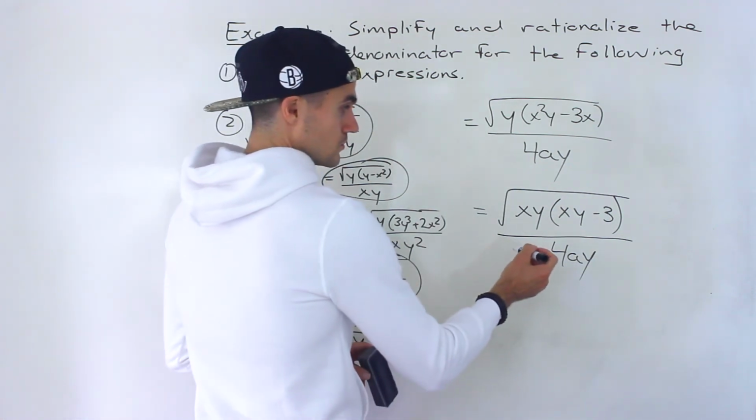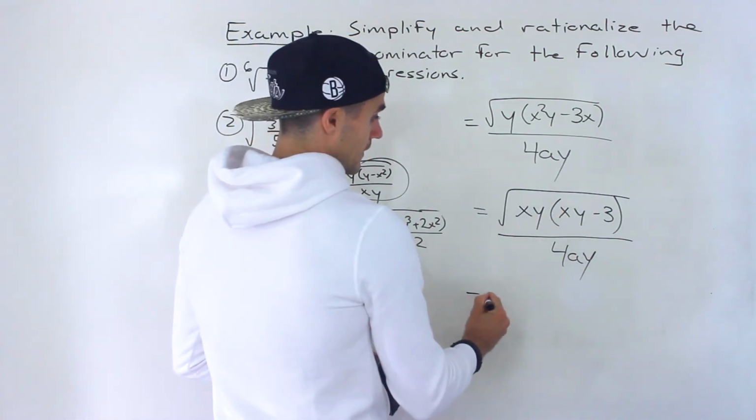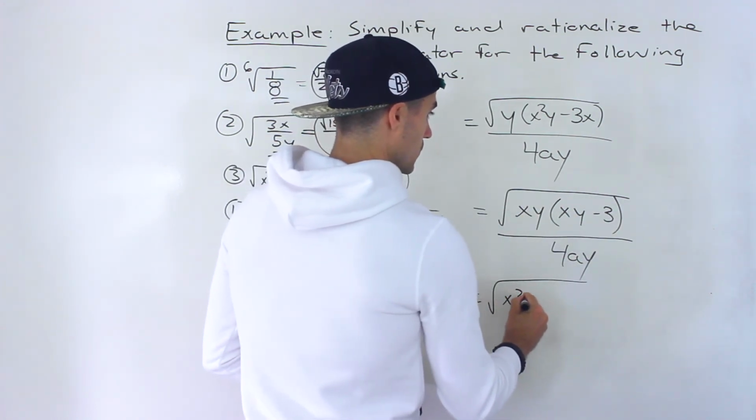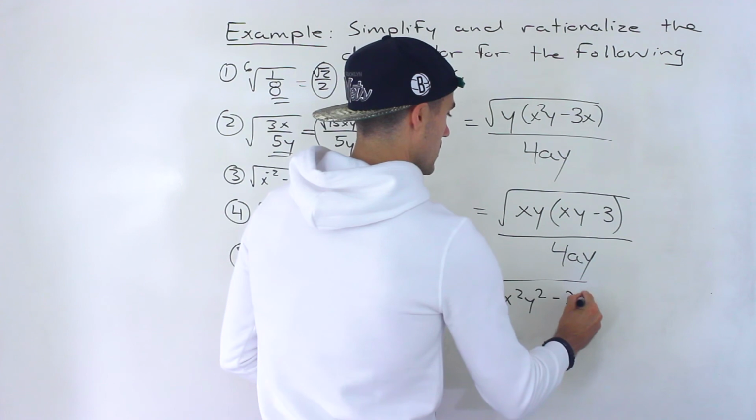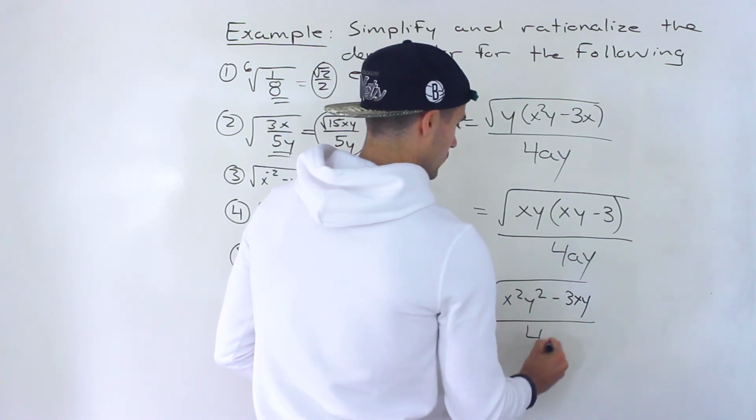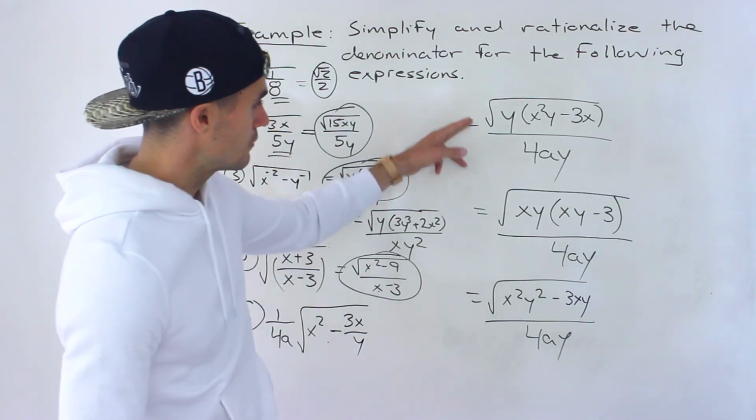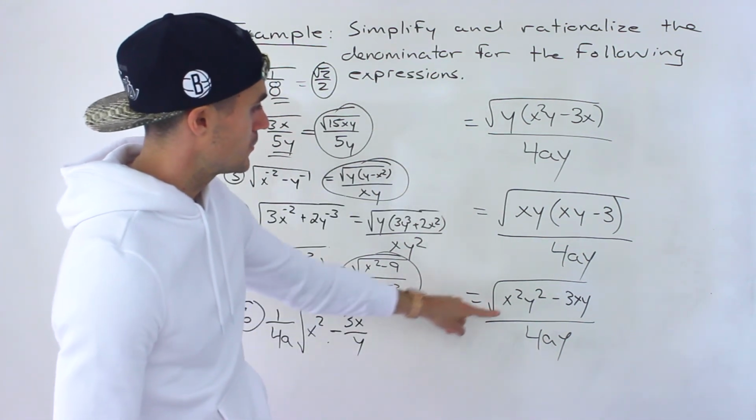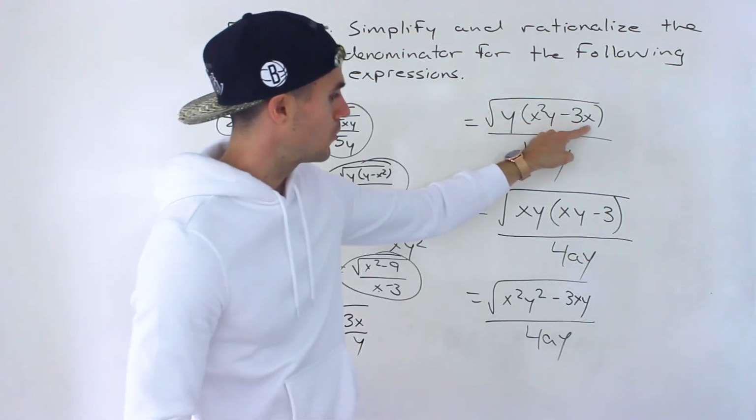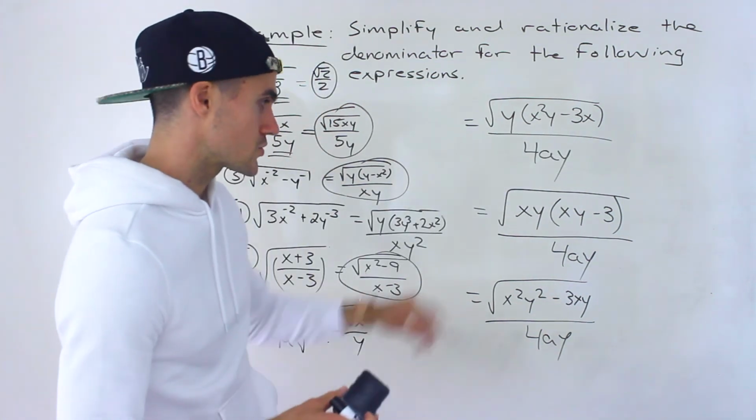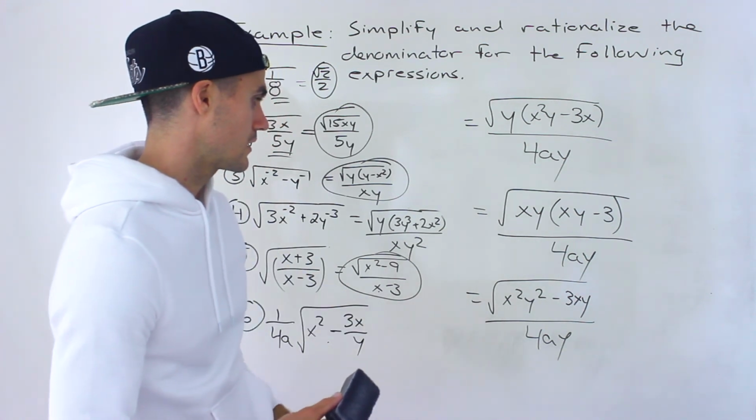So that is one format, and then another format is where it's all distributed. So this would be x squared y squared minus 3xy over 4ay. Like that. Basically, all of these are the exact same thing. We could have got here too by just distributing the y to the bracket. So you got to be careful again on a multiple choice test. Any of these can come up.